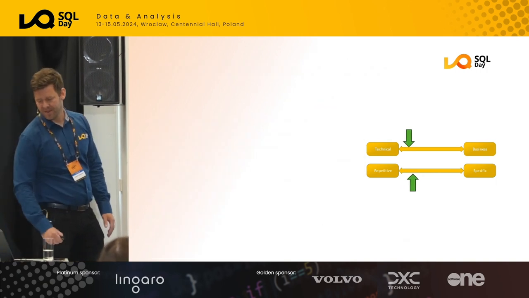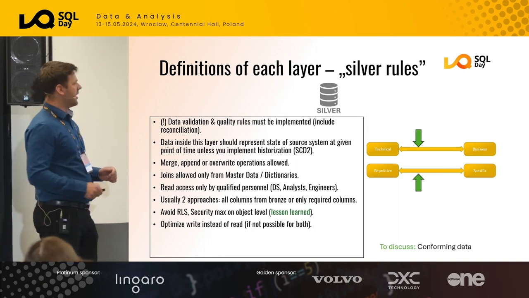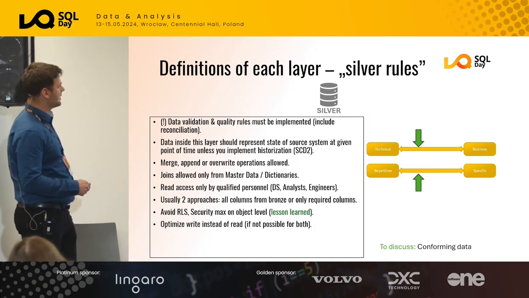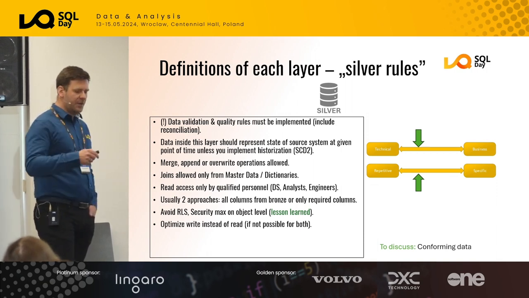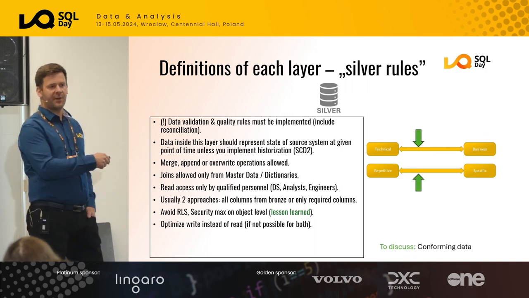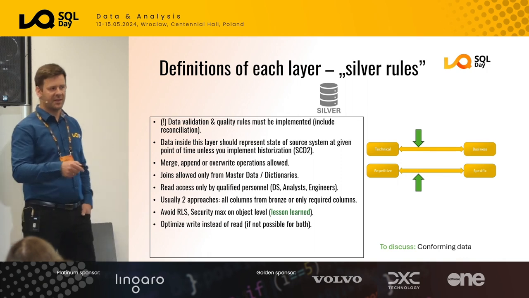I guarantee you. Then we are going a little bit more into the business requirements. I think the most important is the first point, and we can leave the rules with the first point: validation and quality, including data reconciliation. It's a very source-oriented layer, in my opinion. It's almost one-to-one.